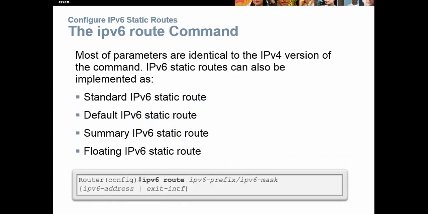With IPv6 route commands, most of the parameters are identical to IPv4. IPv6 static routes can also be implemented as standard IPv6 static route, default IPv6 static route, summary IPv6 static route, or floating IPv6 static route. And the config for that one is IPv6 route, then you're going to give the IPv6 prefix, the IPv6 mask, the IPv6 address of the next hop, and your exit interface.